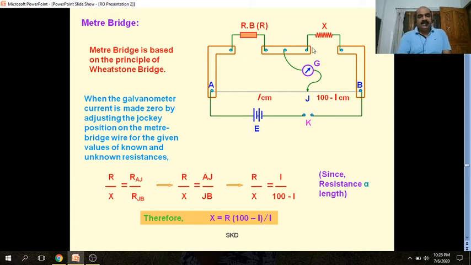This L is the length corresponding to null deflection, which can be determined, and R is said to be the known resistance because we insert it from the resistance box. So this is how the Meterbridge works, and its working is based on the Wheatstone bridge.